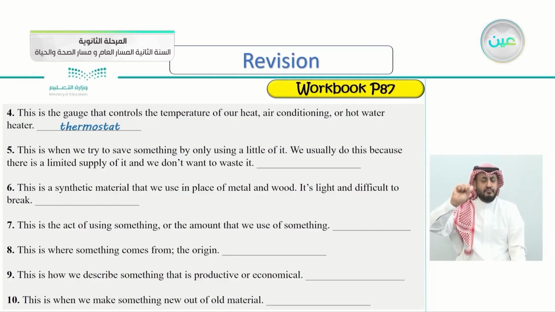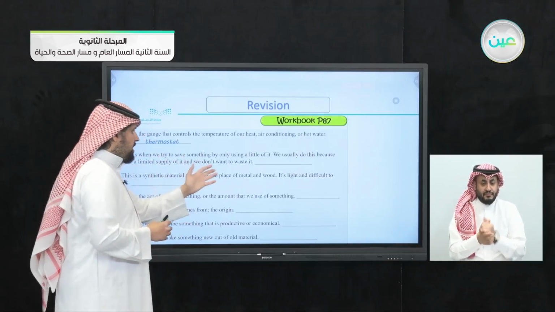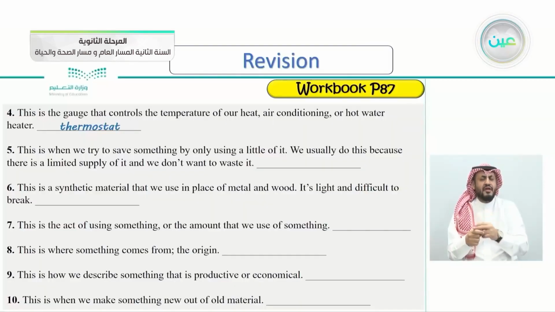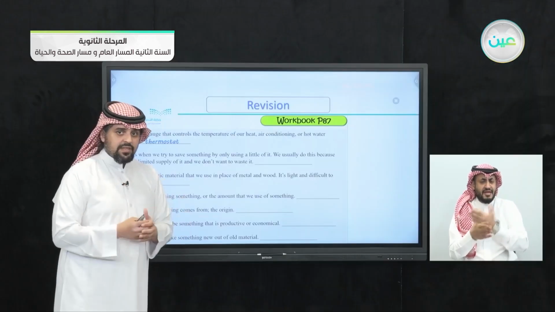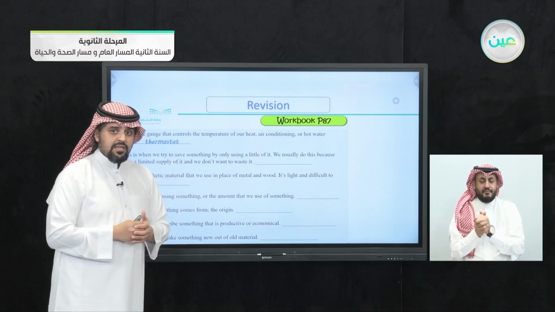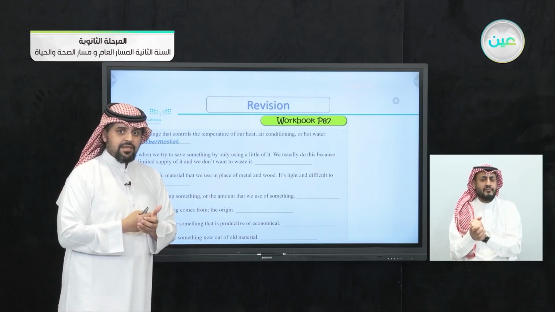Number 5, this is when we try to save something by only using little of it. We usually do this because there's a limited supply of it and we don't want to waste it. So we use it just a little. So what do we call this whole action here?